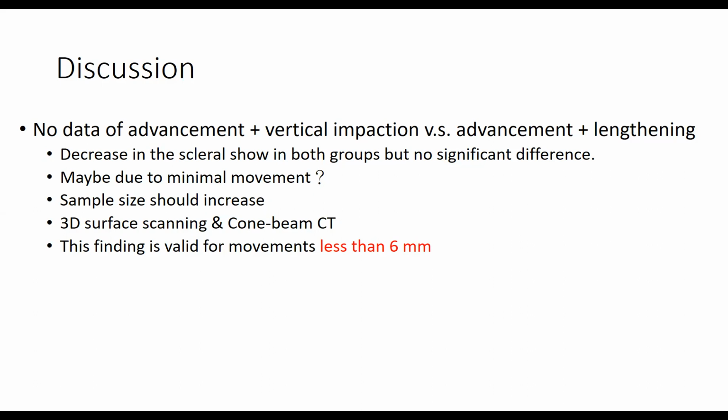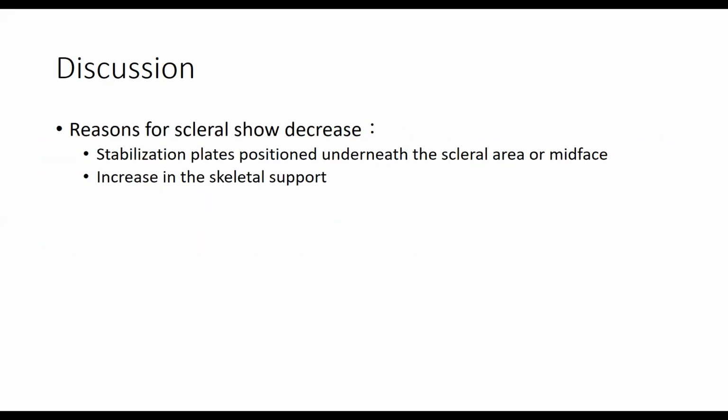Furthermore, the authors plan to utilize 3D surface scanning and cone-beam CT to obtain even more comprehensive information about visible scleral changes after OGS, because this would help to measure the total visible scleral surface area 3-dimensionally rather than 2-dimensionally. Finally, the authors also mentioned that the findings within this paper are only valid for movement less than 6 millimeters. And here, the authors try to explain the reasons for scleral show decrease.